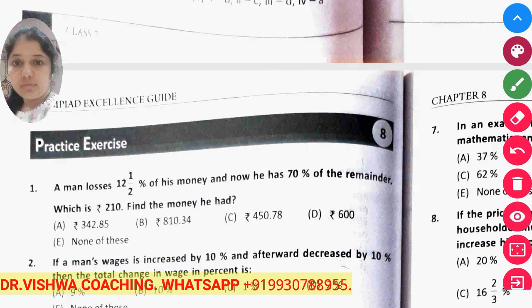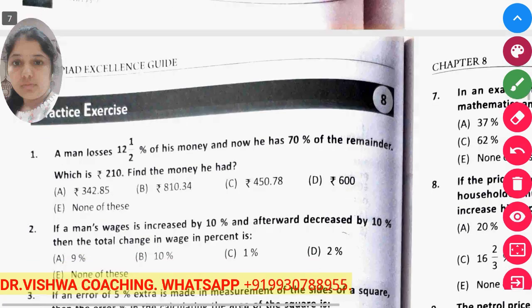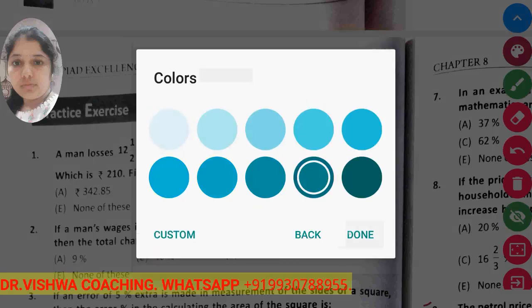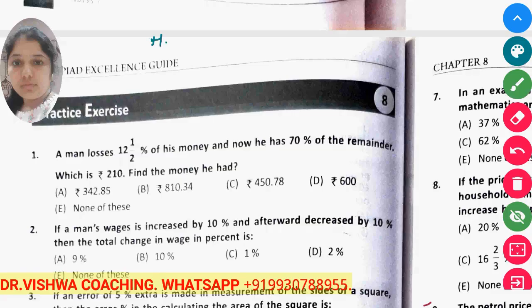Now see, a man loses 12 and 1/2% of his money. Now he has 70% of the remainder, which is 210. Find the money he had. Now see, it is the same problem which we had seen in the last question. Now see, suppose he had x amount, okay, how much does he lose? 12 and 1/2 means 25 upon 2 percent of x is lost by him.